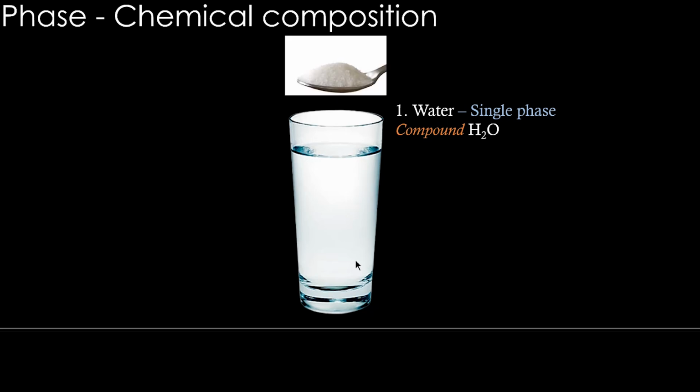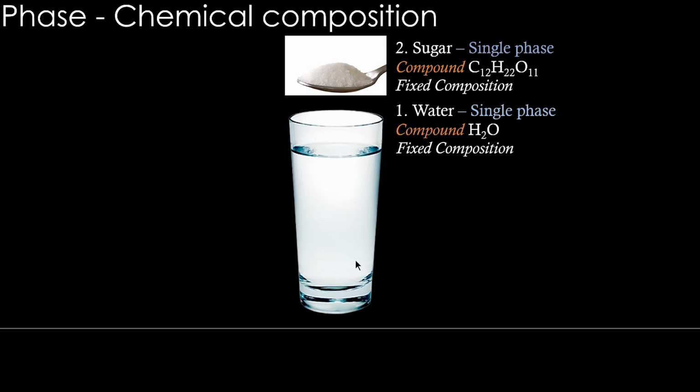Now consider a spoon of sugar. It is also a single phase. It's a compound. This is the chemical formula. These two are having fixed composition, meaning you can't have, instead of H2O, H1.9O and call it water. Okay, that's not possible. It's only H2O that can be water. So that's why we say these things have fixed composition.